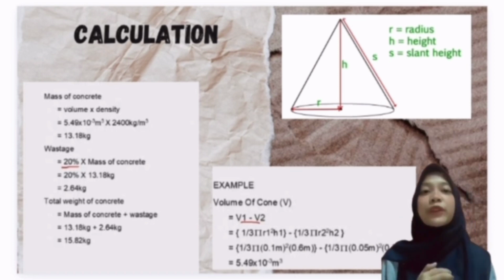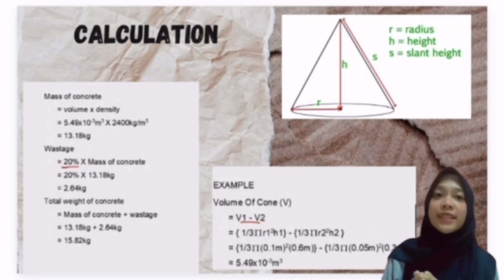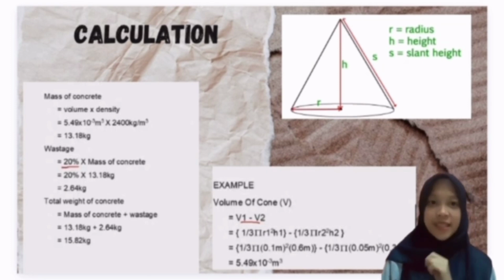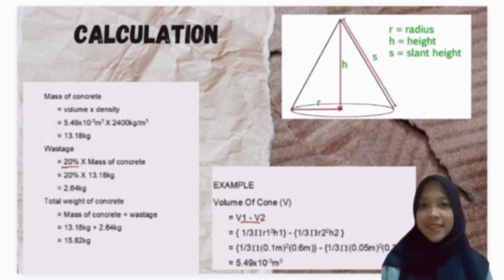In addition, we continue with how to calculate the wastage. Usually the wastage is set at 20%. So 20% times the mass of concrete gives the wastage, and we will find the answer. Moreover, we need to calculate the total weight of the concrete. The formula is the mass of concrete plus wastage. So we will find the answer.